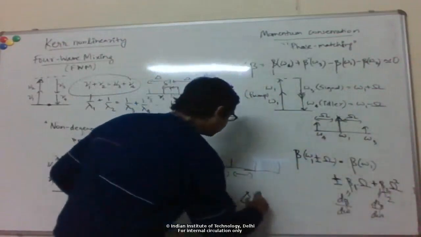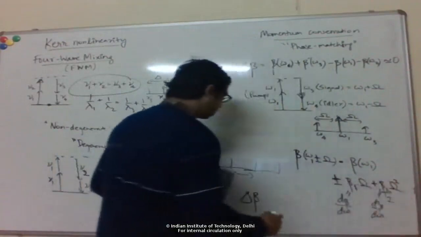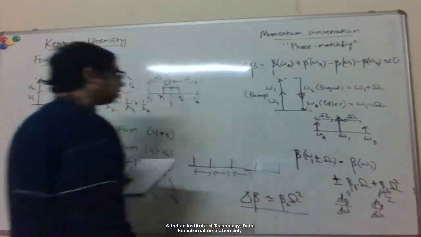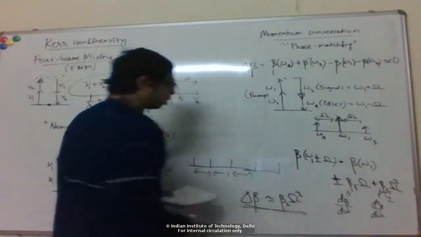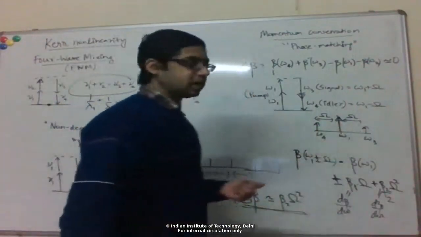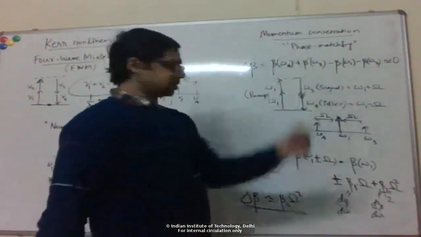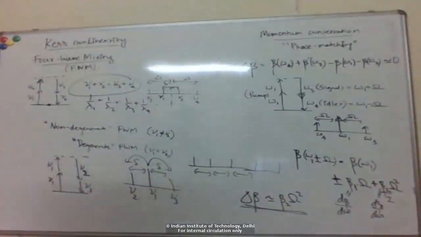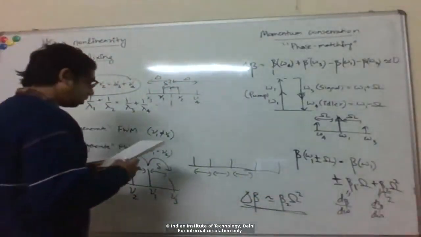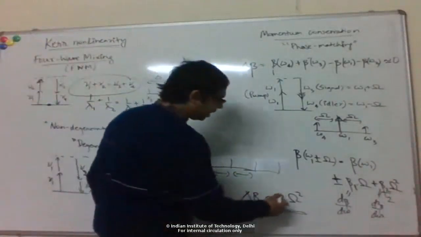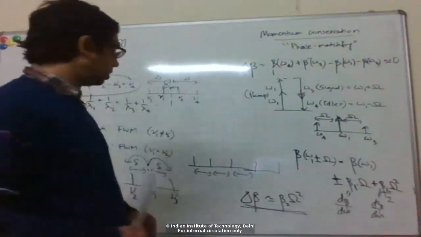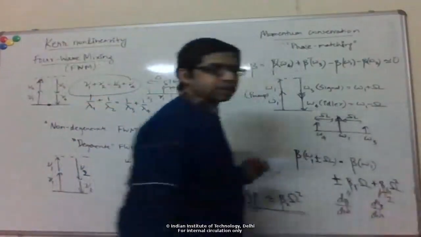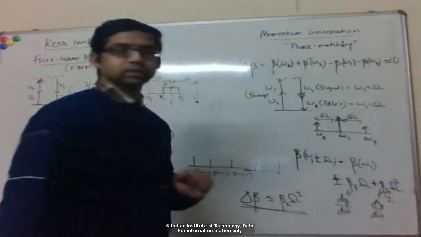So this delta beta just comes out to be, if we include terms up to GVD second order, beta 2 times omega square. You can see that as I increase the frequency spacing here, this momentum mismatch increases for a particular GVD of the fiber. Okay, so if the GVD of the fiber is, let's say, operating near zero dispersion, where beta 2 is very small, then I can go to very large frequency spacings without making this too big.